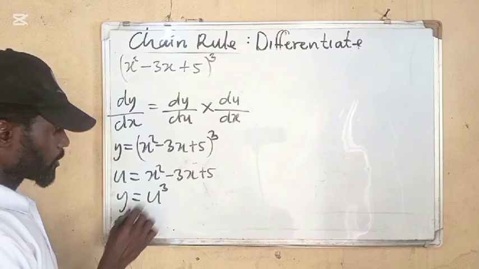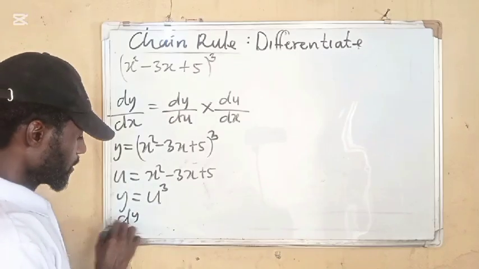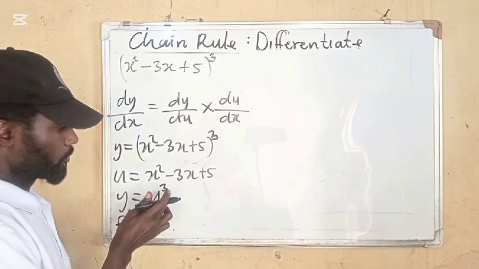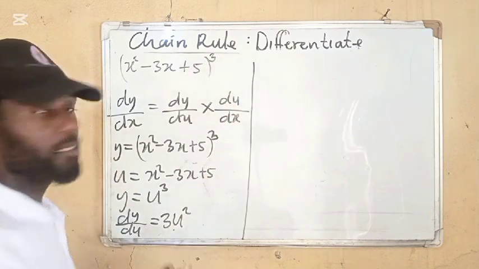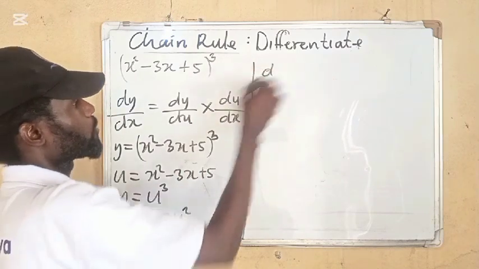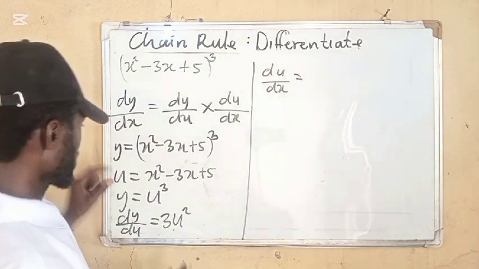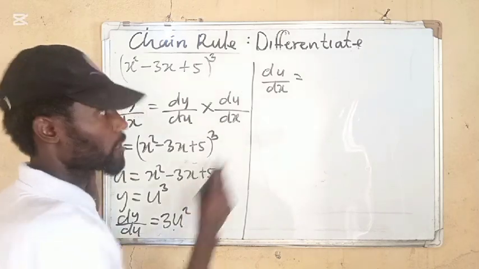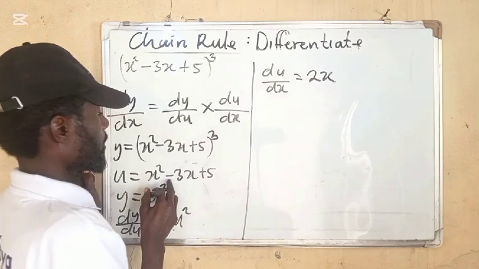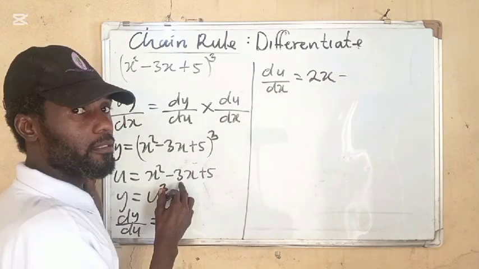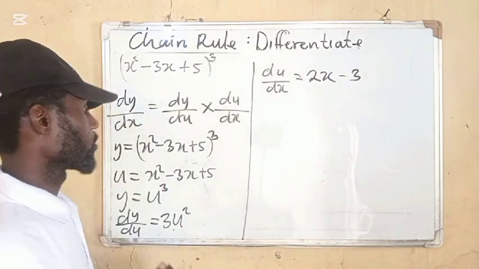The next thing is to differentiate y with respect to u. So dy/du will be equal to, if we differentiate this, 3u squared. Now we find our du/dx, meaning we differentiate u with respect to x. This is our u. We differentiate it with respect to x. So 2x squared, if you differentiate it, you get 2x. Then minus 3x, if you differentiate 3x, is going to be 3. And then the 5 is constant. It becomes 0.